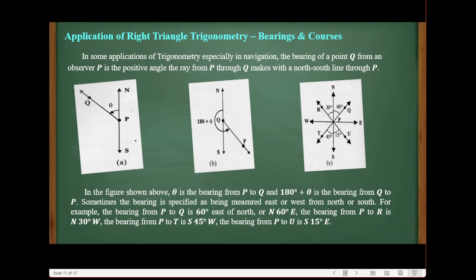Okay? Now, the bearing from P to R is 30 degrees west of north. This one, P to R. 30 degrees west in reference of north. Now, the bearing from P to T is 45 degrees west of south. This one. From P to T, 45 degrees west of south. The bearing from P to U, this one, is what? 15 degrees east of south. Okay?